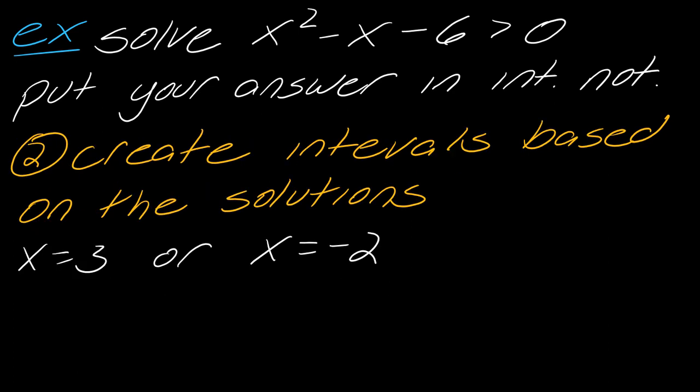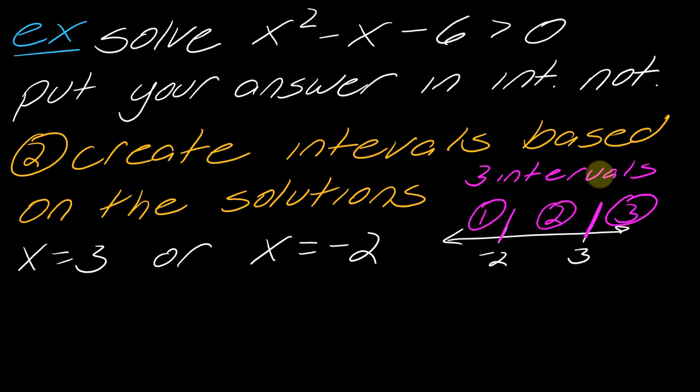The next thing that you want to do is create intervals based on the solutions. So my 2 solutions were x equals 3 and x equals negative 2. Now, I think the easiest way to figure out those intervals is to plot those solutions on a number line like you see here. So here's where negative 2 falls, here's where 3 falls. And basically this creates 3 separate intervals for us to test. This is the first part before negative 2, between negative 2 and 3 is the second interval, and then 3 on is the last interval.